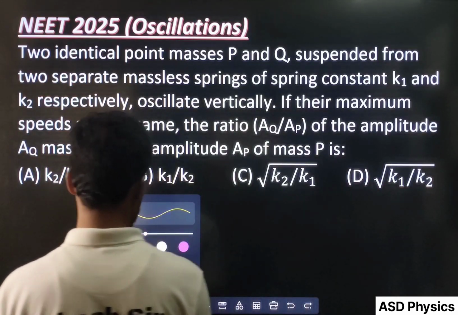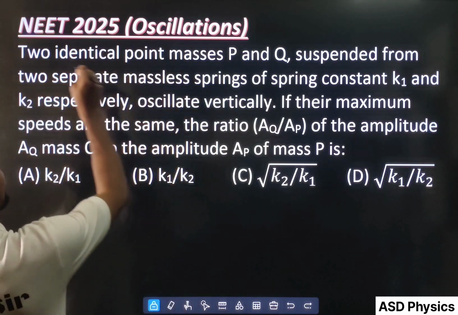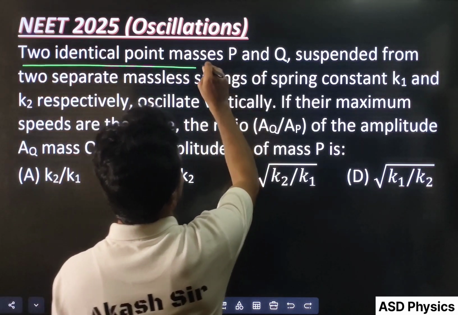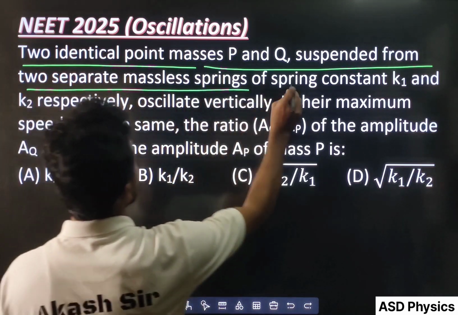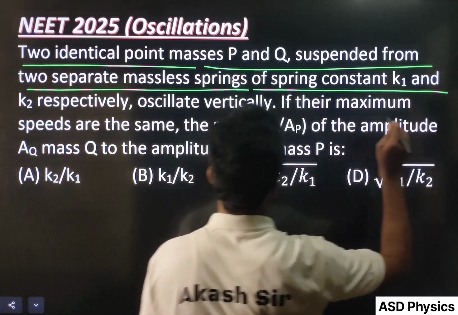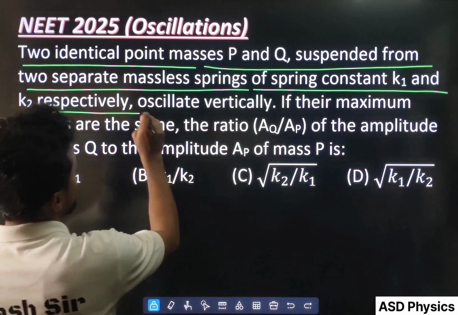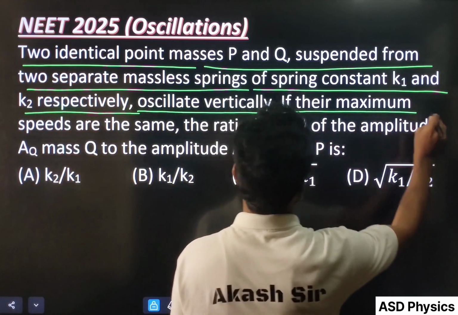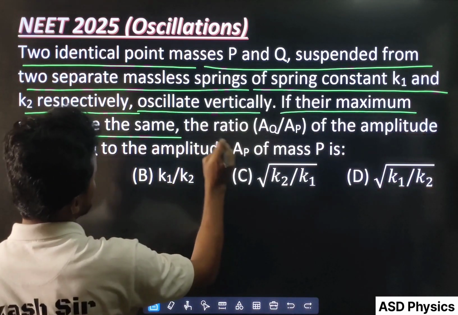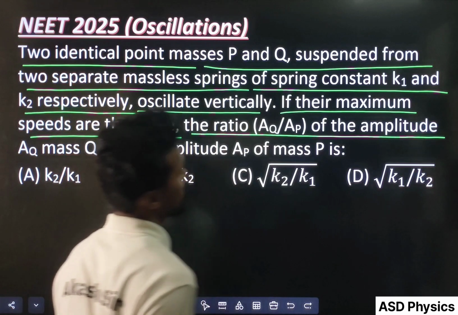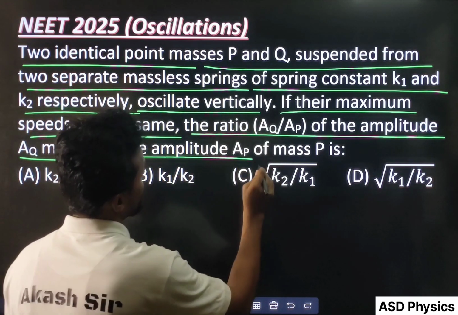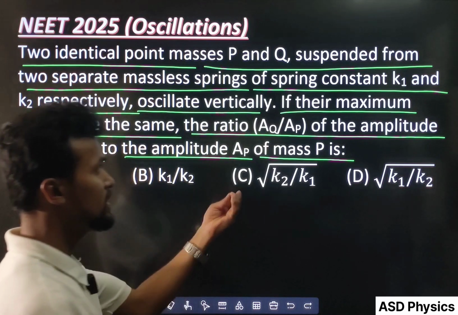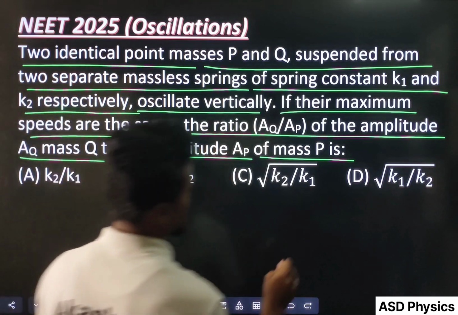Now students, let's see this question. The question is: from the oscillation, two identical point masses P and Q suspended from two separate massless springs of spring constants K1 and K2 respectively oscillate vertically. If their maximum speeds are the same, the ratio AQ by AP of the amplitude AQ for mass Q to the amplitude AP for mass P is how much here? Only the thing given here is that maximum speeds are the same.